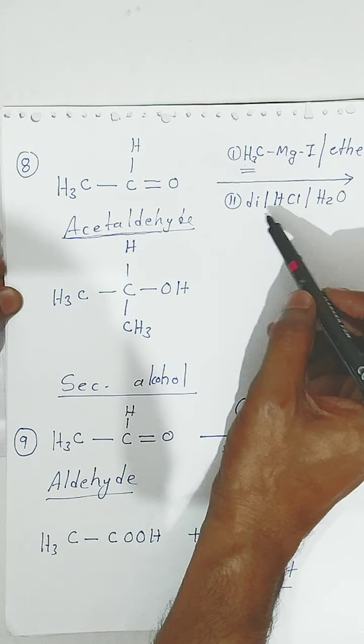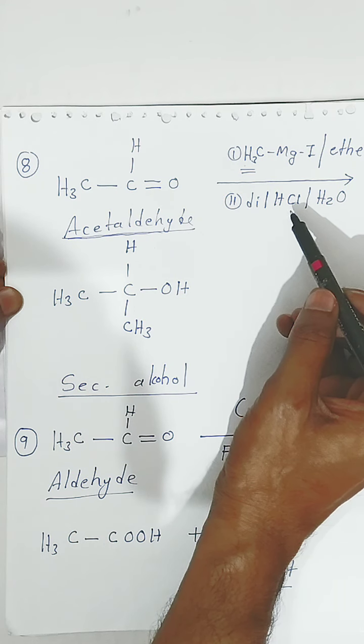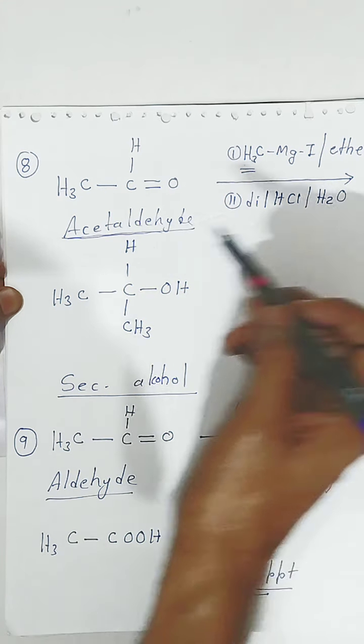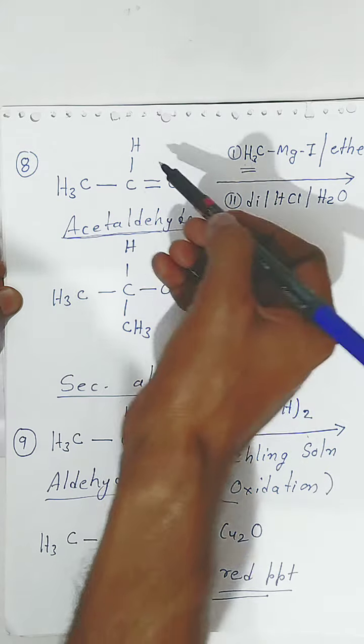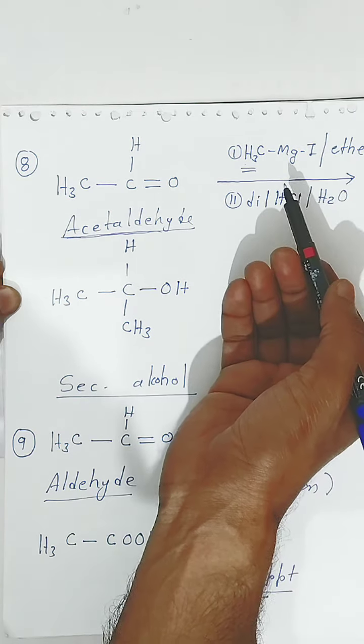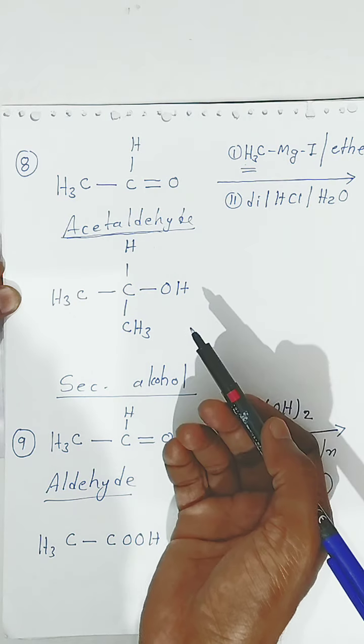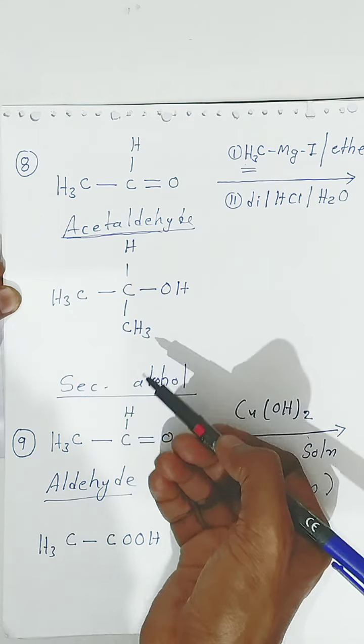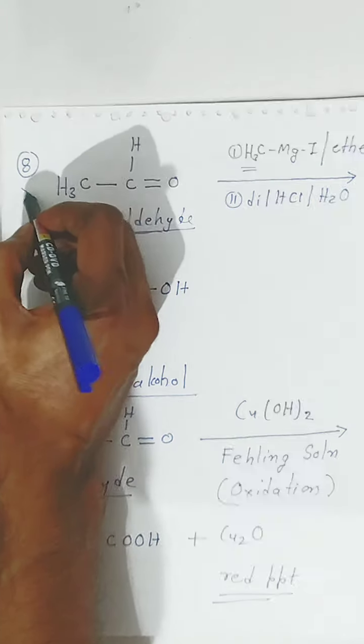Then after that you have to dilute with hydrochloric acid, that is HCl. So this aldehyde is going to be converted into alcohol, that is secondary alcohol, students, you are getting. That is why this Grignard reagent is very important. If you want to prepare secondary alcohol, you have to use acetaldehyde converted into secondary alcohol. That is why this is a very important reaction, students.